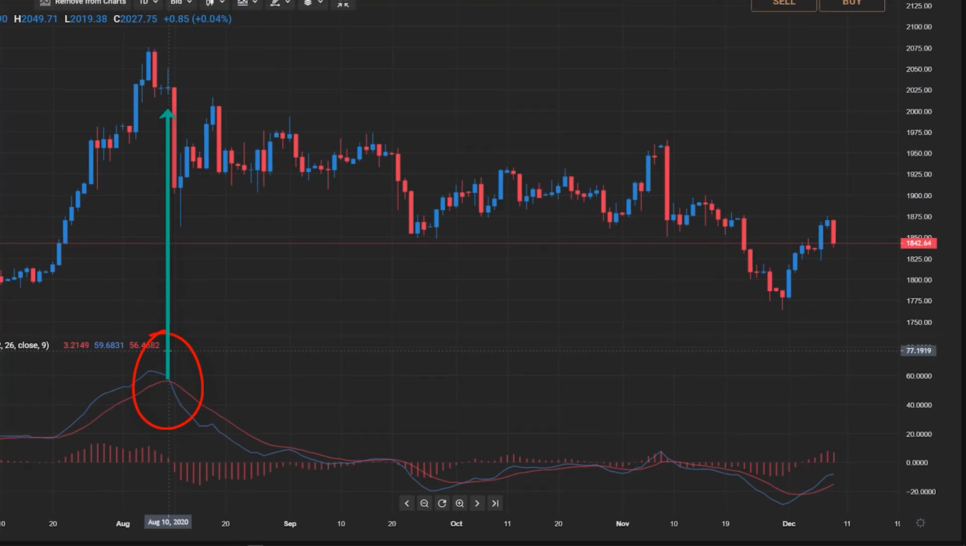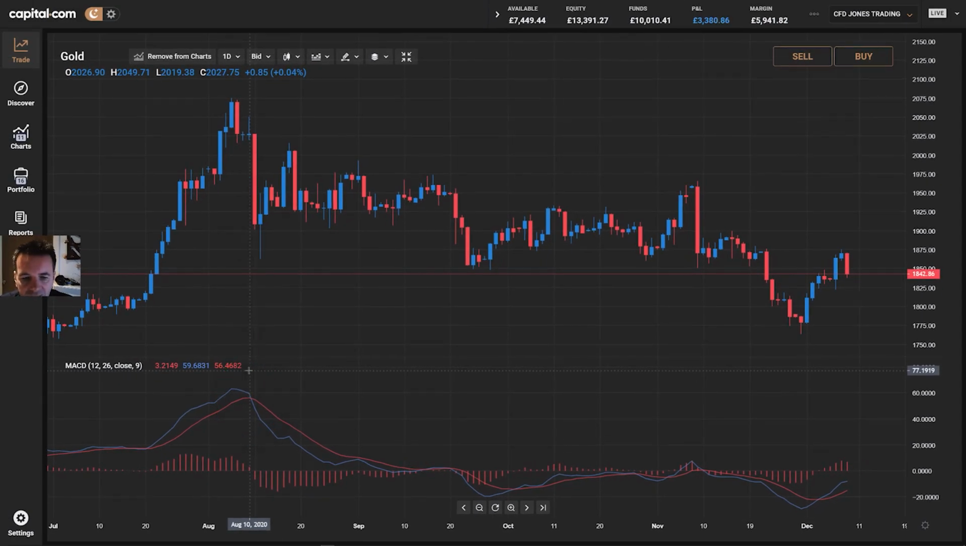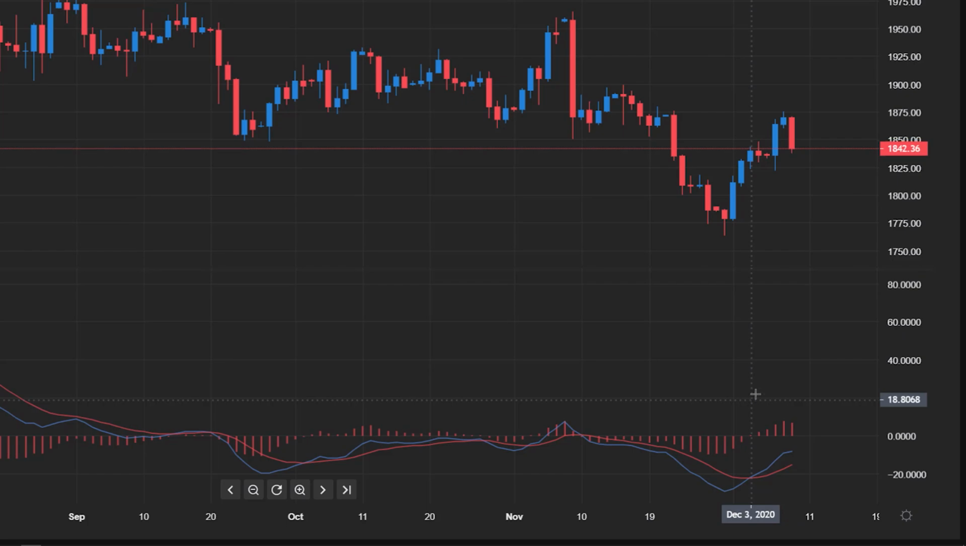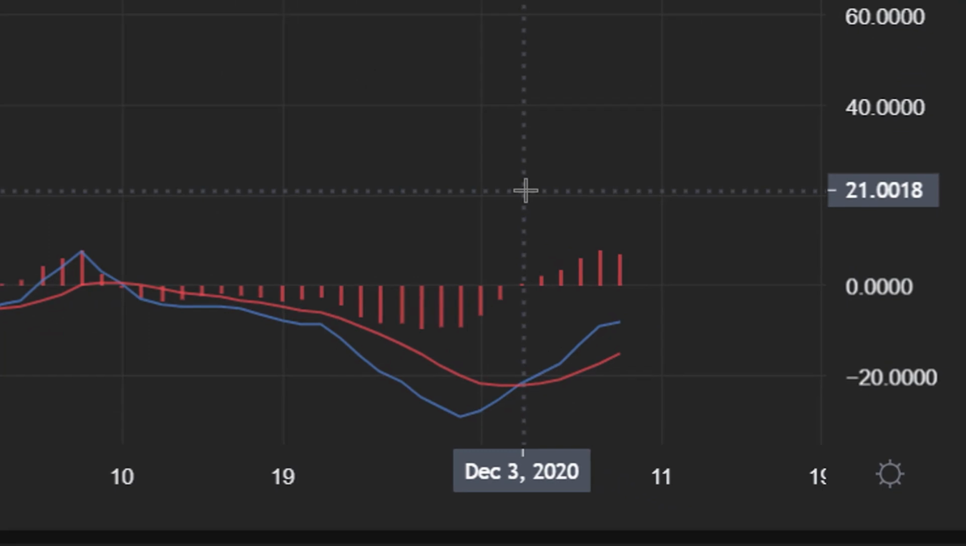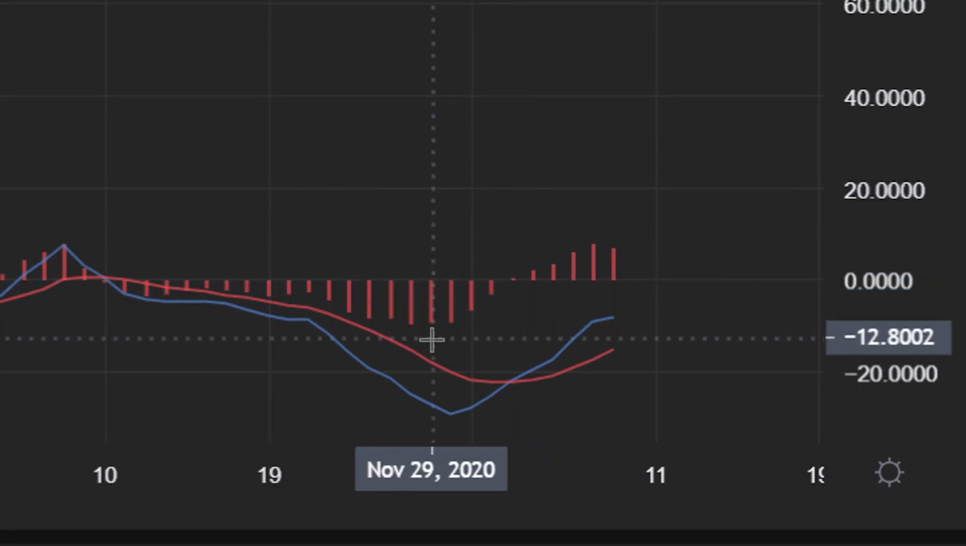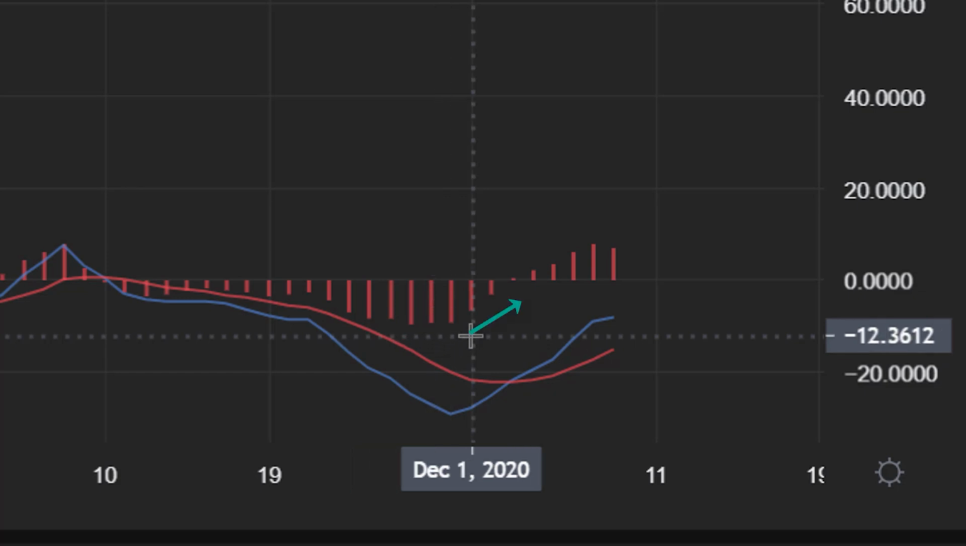And when it comes to the histogram, once again, let's look at the more recent buy signal that we've had. You've seen the buy signal occurred on around the 3rd to the 4th of December. That's when the two lines crossed over. But if you were watching the histogram, you can see there were a couple of days when the histogram was getting closer and closer to that zero line for the MACD.